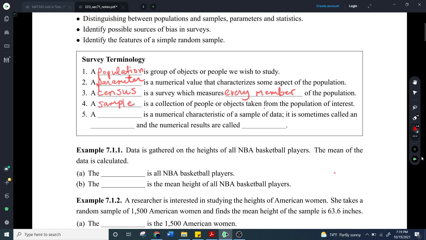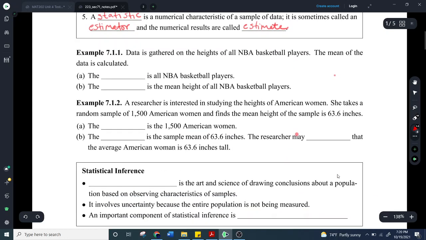And then if we do a measurement on that sample and calculate a particular value, that is called a statistic. So a statistic is a numerical characteristic that we measure on that sample. It could be the sample mean. It could be a sample proportion, a sample standard deviation. Anything that we measure on the sample we call a statistic. It is sometimes called an estimator. So you may hear us use that term, an estimator. And the numerical results are sometimes called an estimate. So we estimate characteristics about the population based on an estimator or a statistic that we calculate from the sample.